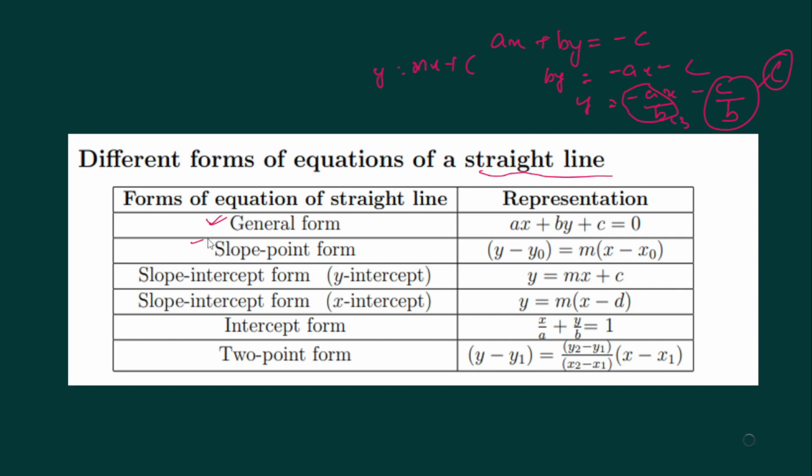Similarly we have studied the point slope form, and the slope intercept form. When we are talking about y intercept, we can use this. When we are talking about x intercept, we can use this. This is the intercept form. If we are given two intercepts a and b, then we can use x upon a plus y upon b equals 1. And similarly we can use the two-point form. So by using all these forms, we can find the equation of a straight line, and according to the given information, you have to use the appropriate form.